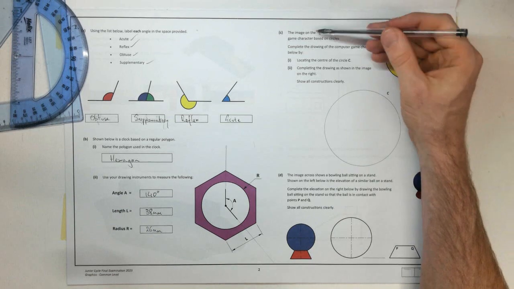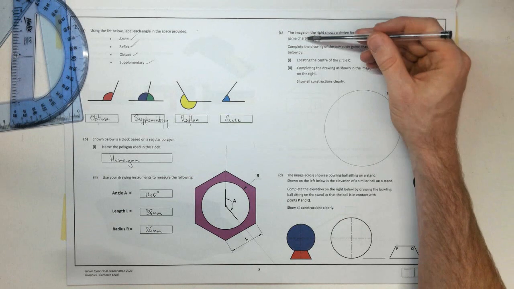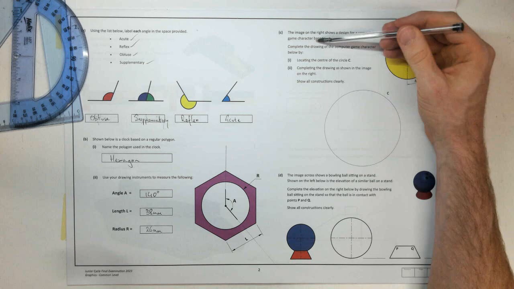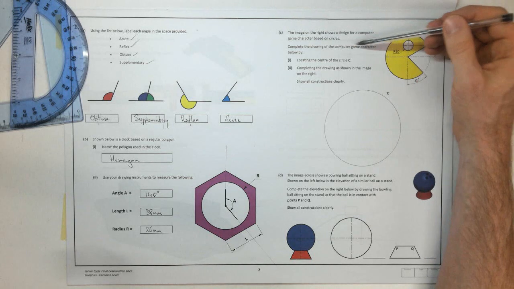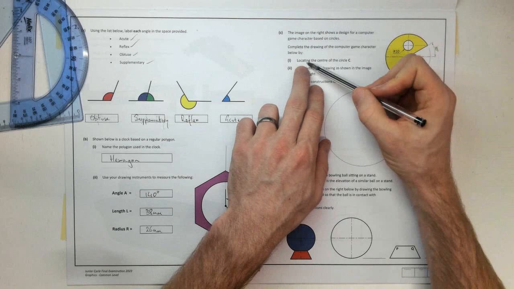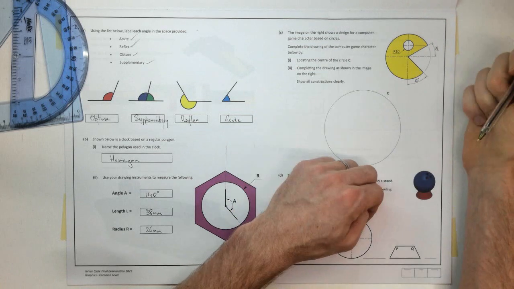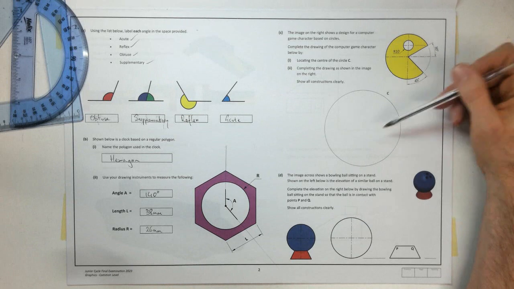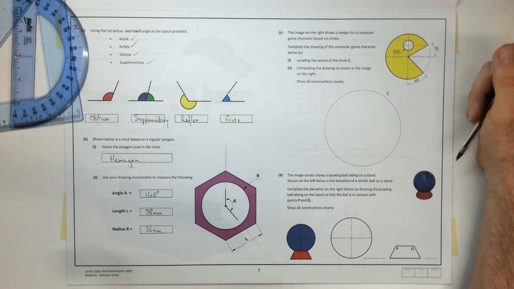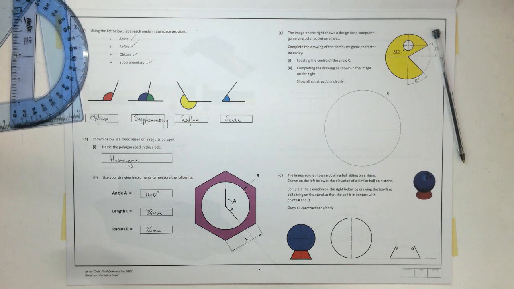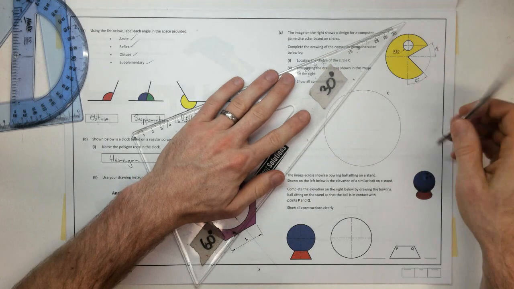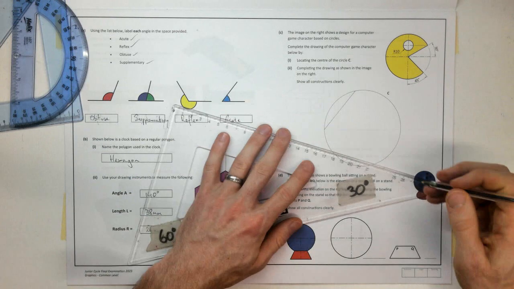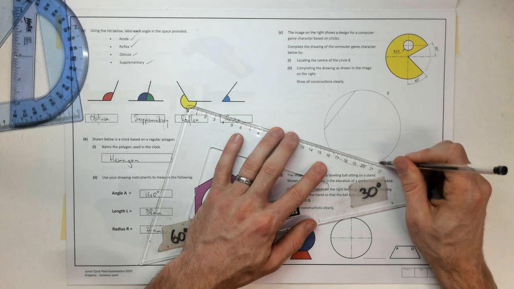Part C, the image on the right shows a design for a computer game character based on circles, so our Pac-Man here. Complete the drawing of the computer game character below by 1, locate the center of the circle. So to locate the center of the circle, when we haven't been given it and we're given the circle, what we need to draw are chords first and bisect the chord. So I'm just going to draw a random chord here, and I'll draw another random chord here.